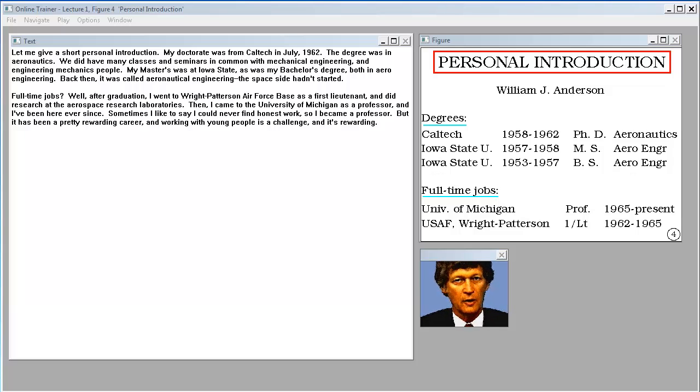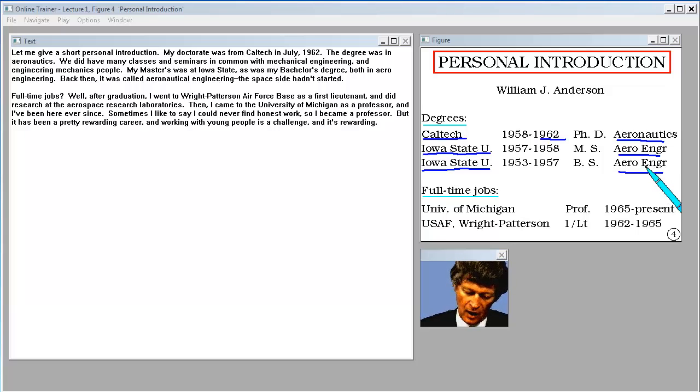Let me give a short personal introduction. My doctorate was from Caltech in July 1962. The degree was in aeronautics. We did have many classes and seminars in common with mechanical engineering and engineering mechanics people. My master's was at Iowa State, as was my bachelor's degree, both in aero engineering. Back then it was called aeronautical engineering. The space side hadn't started.